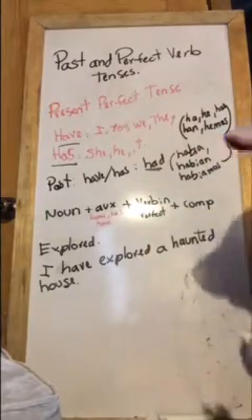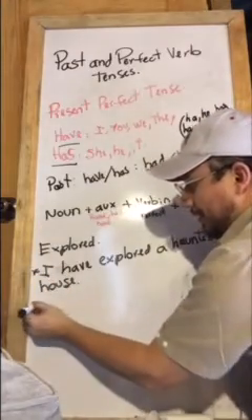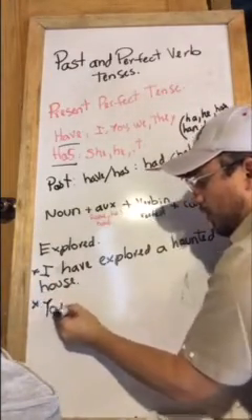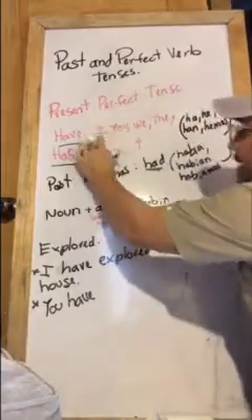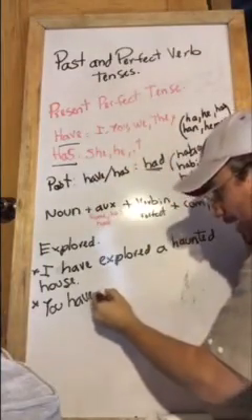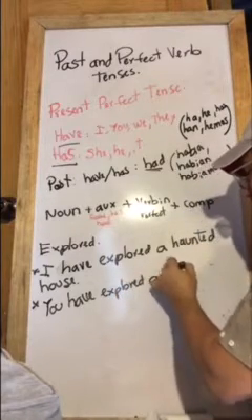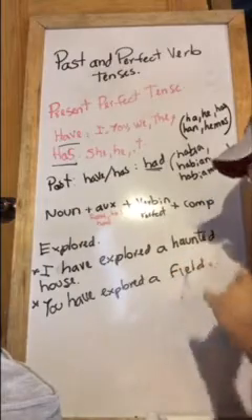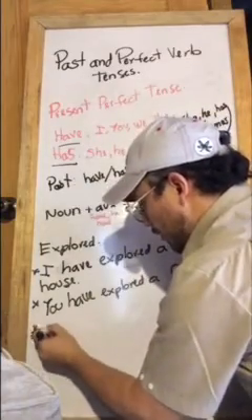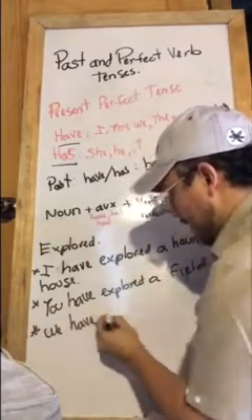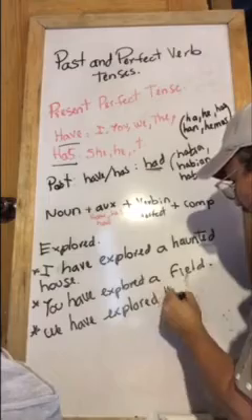Okay? Let's make another example. For example, you. You have, again, because we are using have. See, I, you, we, they go with have. You have explored a field. Let's make another one. Let's make one with we. We have explored the space.